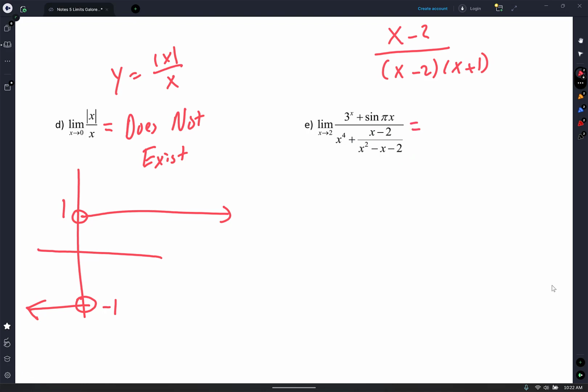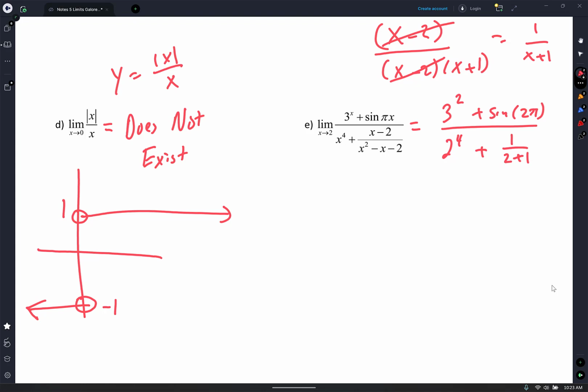All right, here we go. Ready? What cancels out? Now that I canceled out the x minus 2, can I do direct substitution? Yes. So let's see. 3 to the power 2 plus sine of 2 pi over 2 to the 4th power plus 1 over 2 plus 1. I'm just getting it from 1 over x plus 1. Let's see what that is.